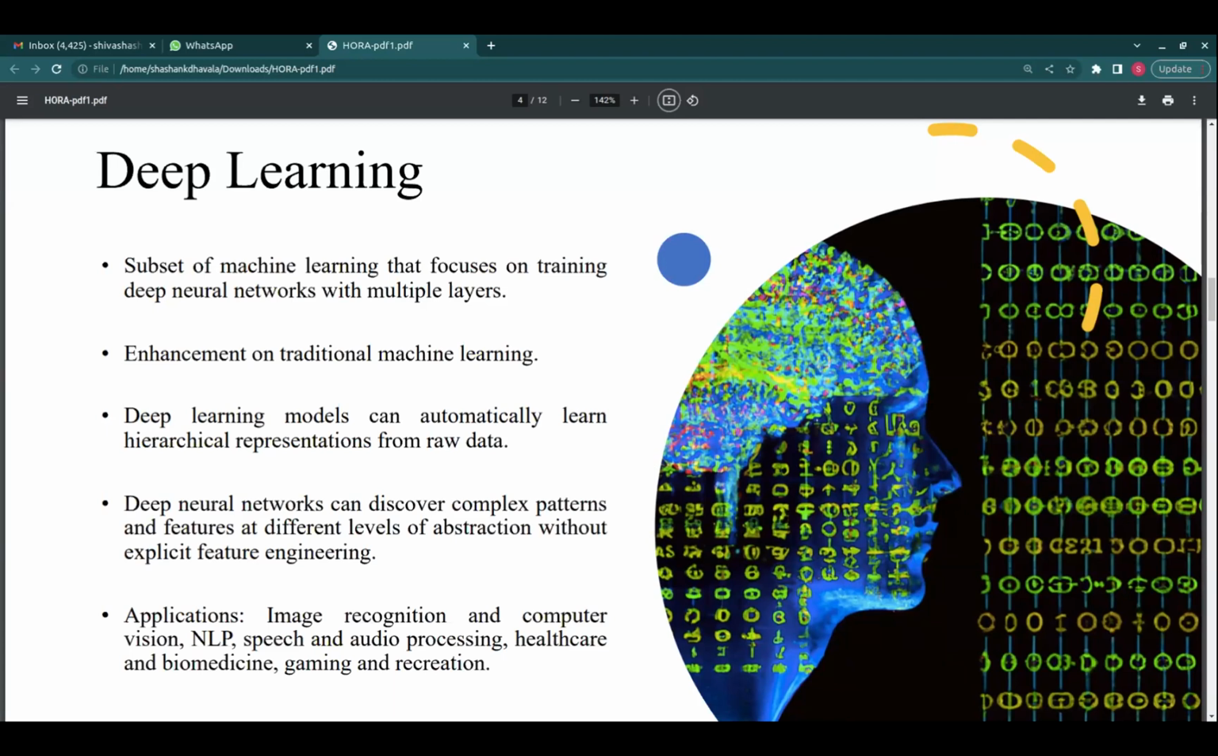One advantage of DL is that it can automatically learn hierarchical representations from raw data. Now, what do I mean by hierarchical representations of raw data, and what can it do? When I say it can learn hierarchical representation from raw data, it can discover complex patterns and features at different levels of abstraction without explicit feature engineering, immediately from the raw data that we have. An example for this can be an image recognition task. A vanilla machine learning model can probably detect edges, and based on the shape of the edge, it can give an output.